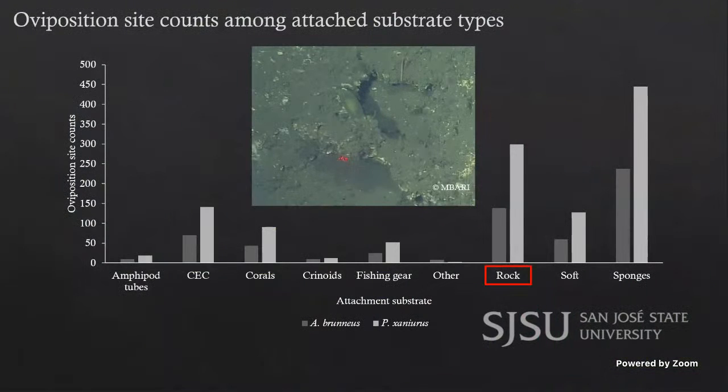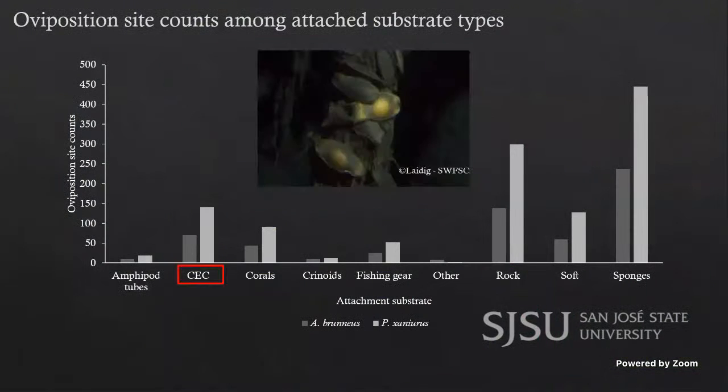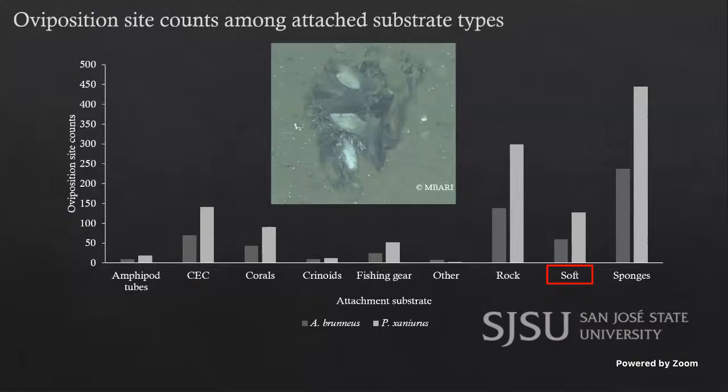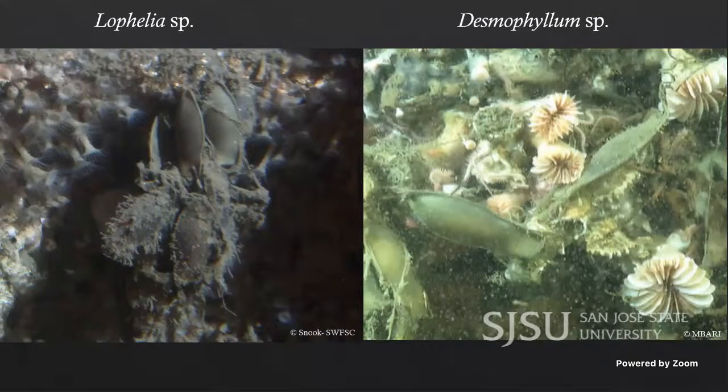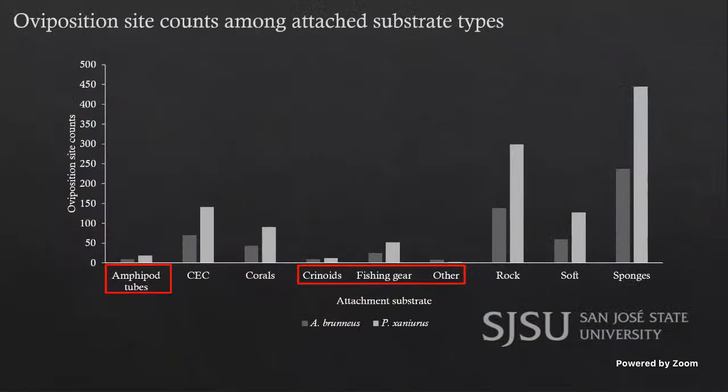Followed by this, Catshark egg cases; new Catshark egg cases were commonly seen attached to older bundles. Soft substrate egg cases were either seen individually or in piles, and egg cases were observed on corals, as well as desmophyllum. The remaining groups, amphipod tubes, crinoids, fishing gear, and other, which comprised rarely used attachment substrate, all had few oviposition counts.